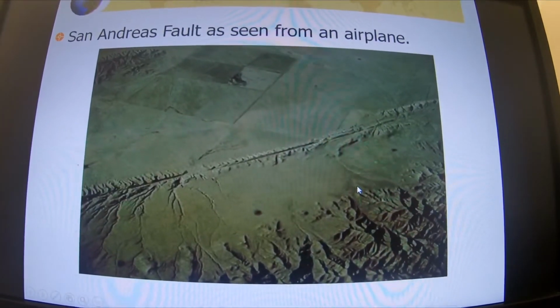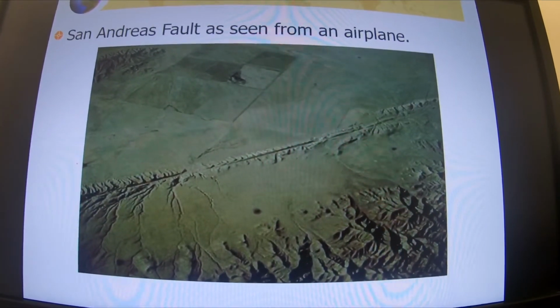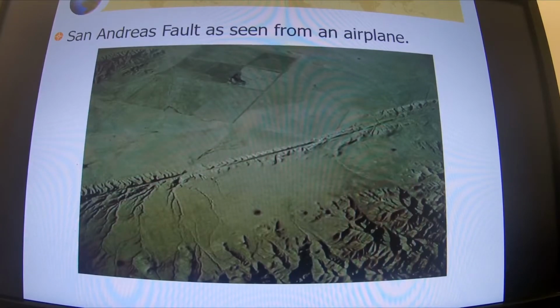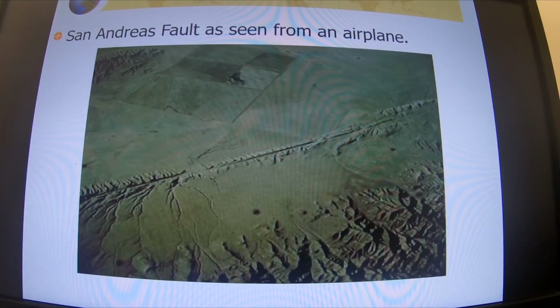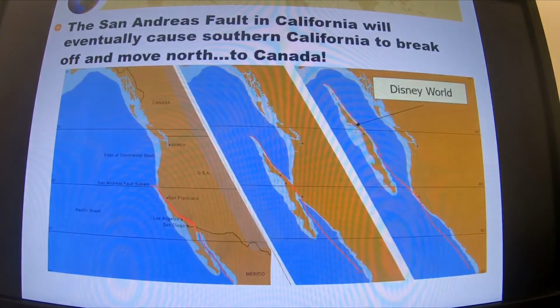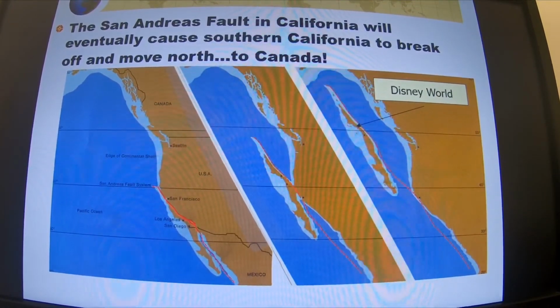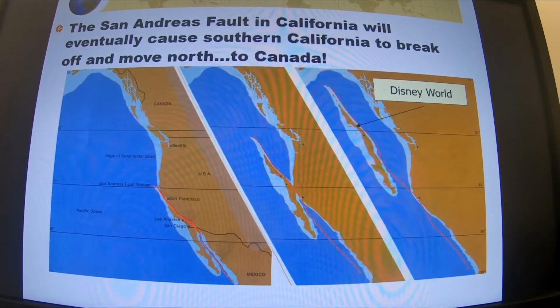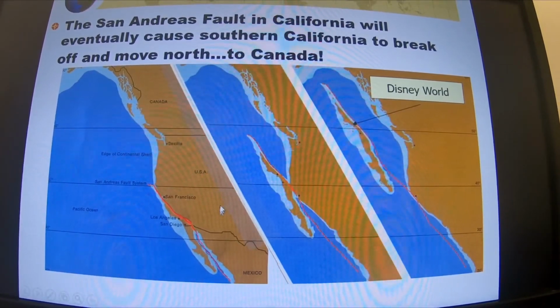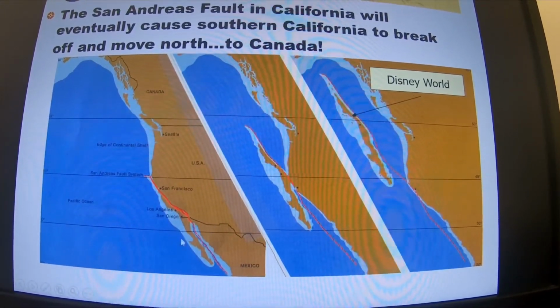This is actually a satellite image. You can actually see the fault line from GPS in space, or even from an airplane. Now, the San Andreas fault in California will eventually cause Southern California to break off and move north to Canada. So if you want a cool little thing here, here's Disney World right here. You can see right here.